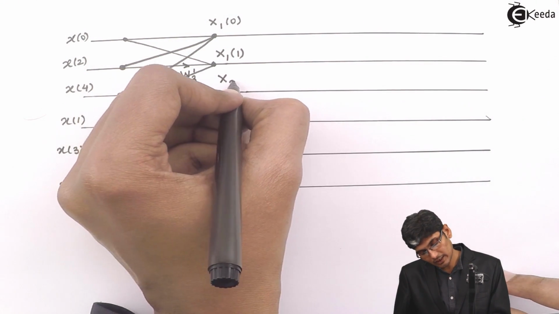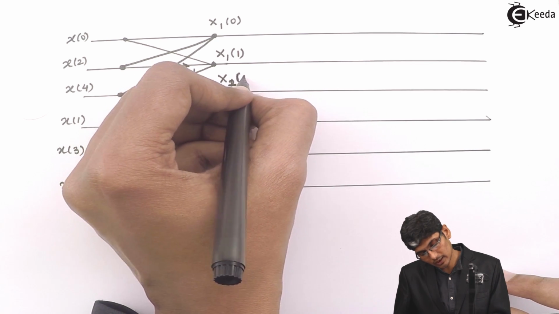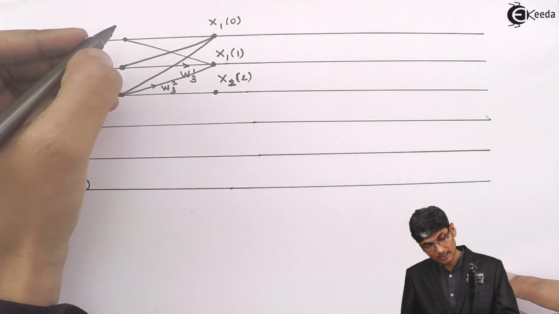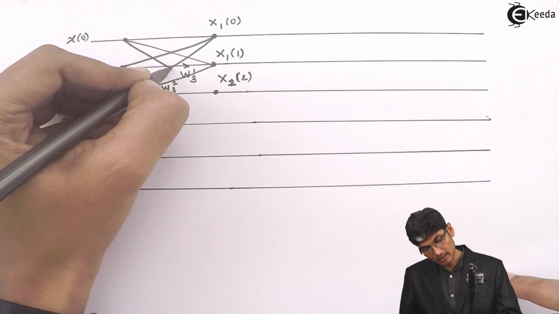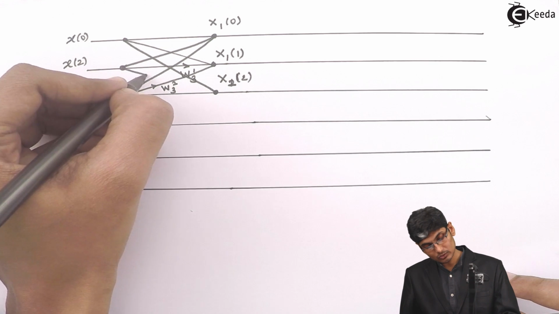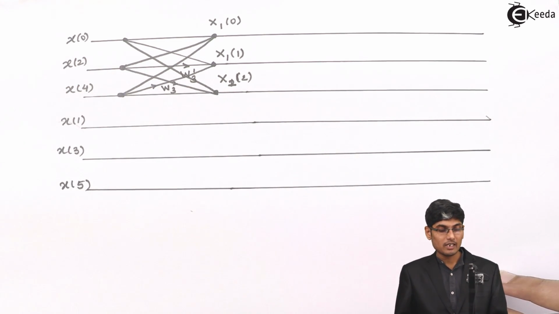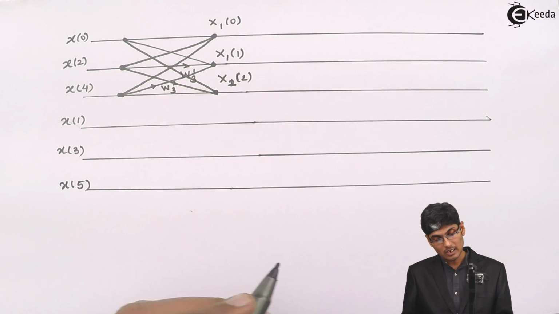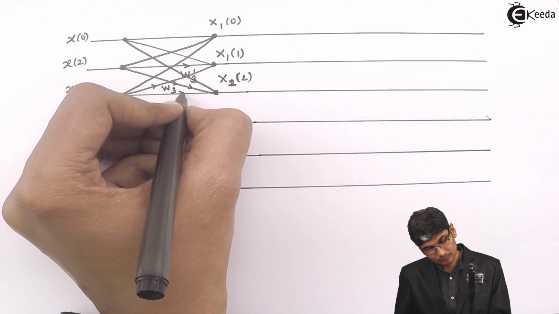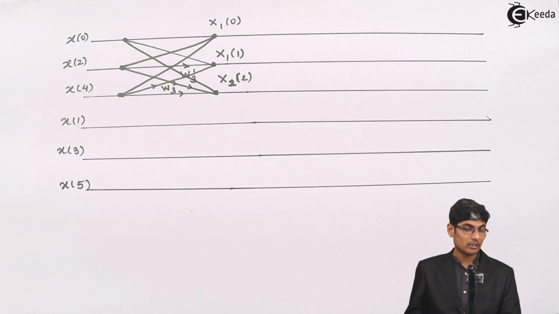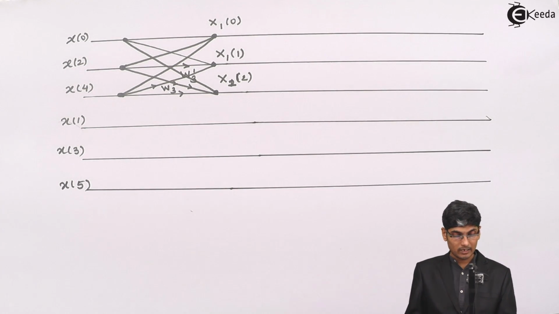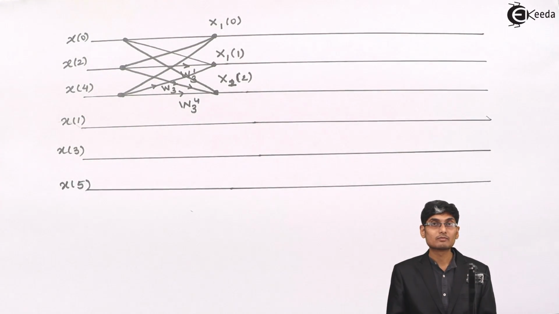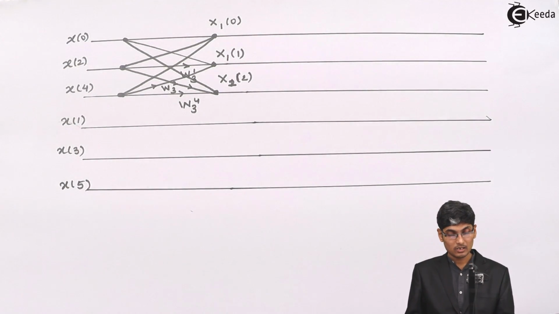Now I will go for x1 of 2, that is the final value. For x1 of 2, I am going to get x0 back. So I have x0, x2, and finally x4. x0 comes with w3 raised to 0, which is 1, x2 comes with w3 raised to 2, and lastly x4 comes with w3 raised to 4. That is stage 1.